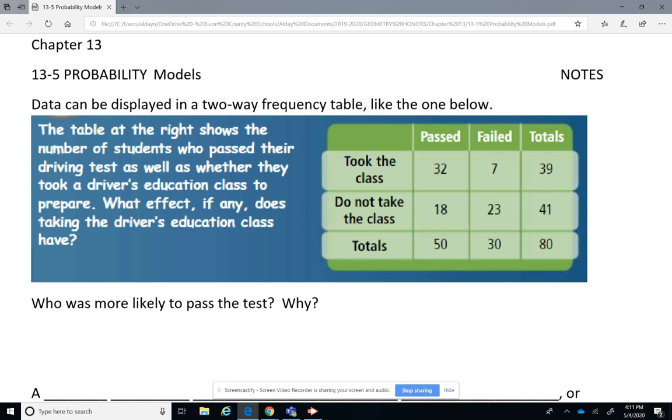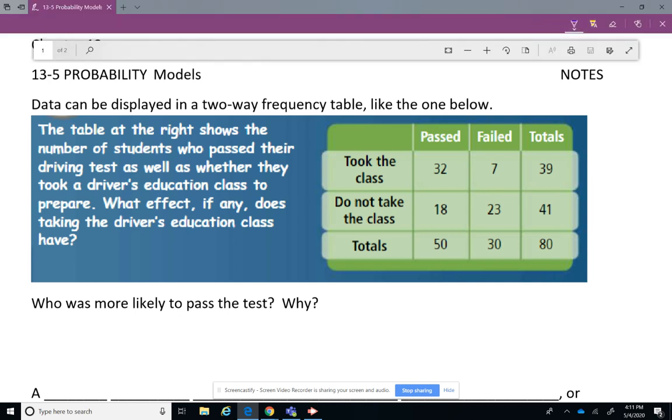Probability models. Data can be displayed in a two-way frequency table like the one below. So let's just look at this first table. It says the table at the right shows the number of students who passed their driving test, as well as whether they took a driver's education class to prepare.